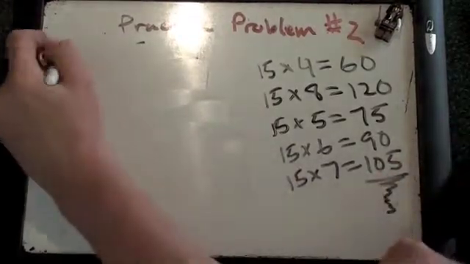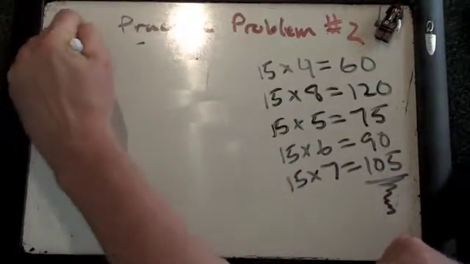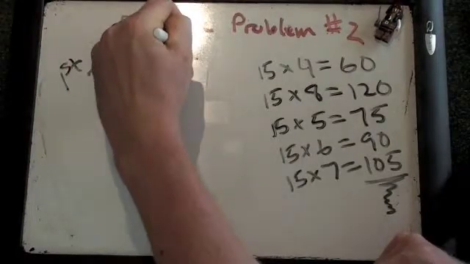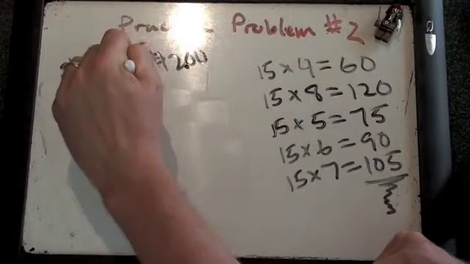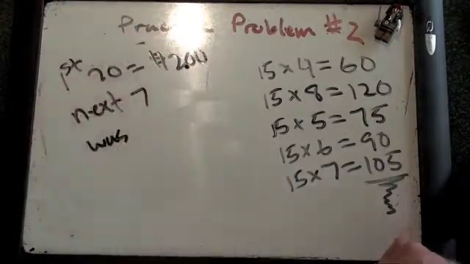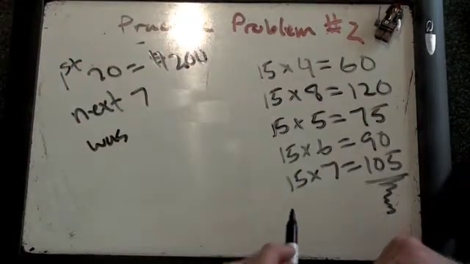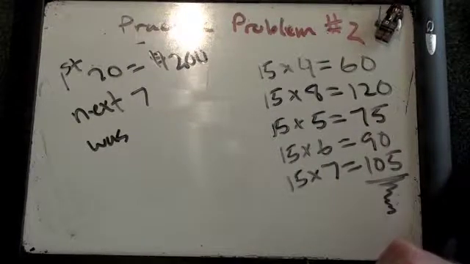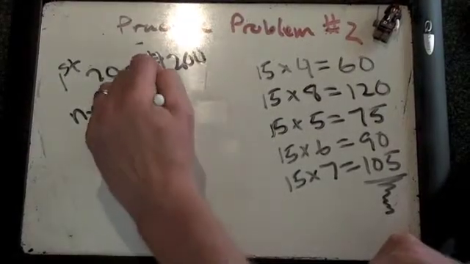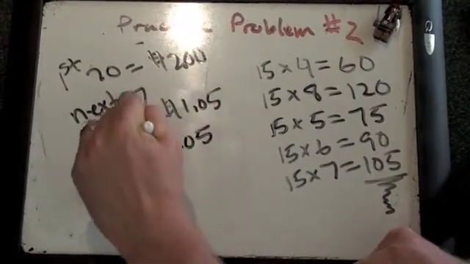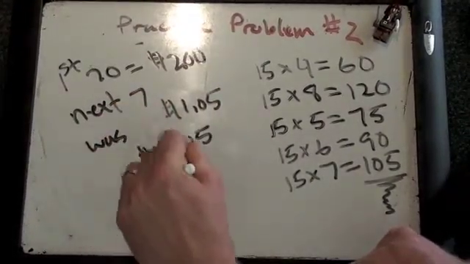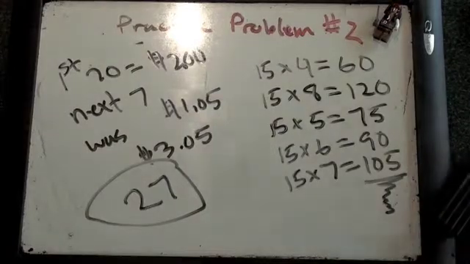That was the trick in this one. So the first 20 was $2, and the next 7 you got 15 cents per brick. So how much did you get for moving the next 7? 105. So you got $3.05, which is what we were looking for. So you moved 27 bricks. Okay, great job, sweetie. That was a tricky problem.